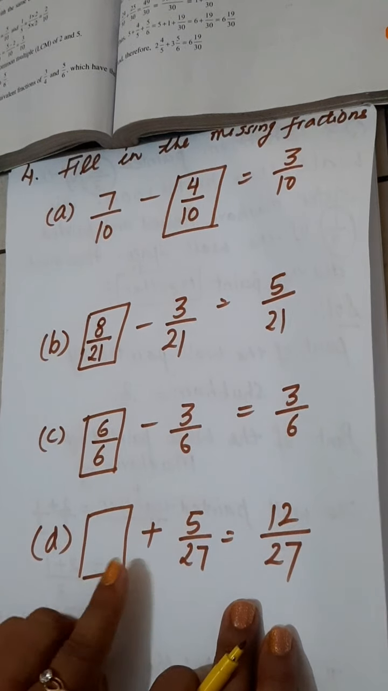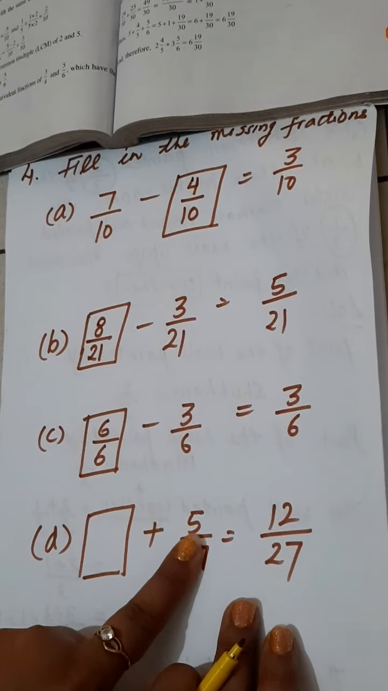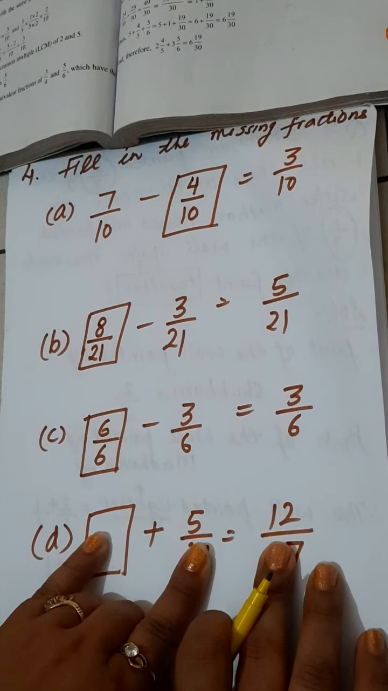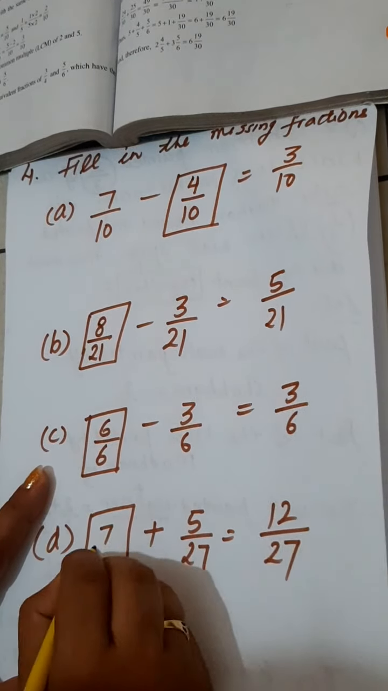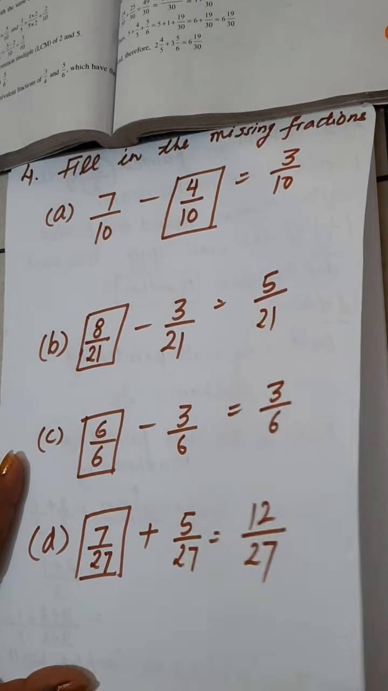So next, now I have to find this blank. This plus 5 equals 12. Here denominators are same, so which number you added to 5 so that you will get 12, that is 7/27. So this is your question number 4.